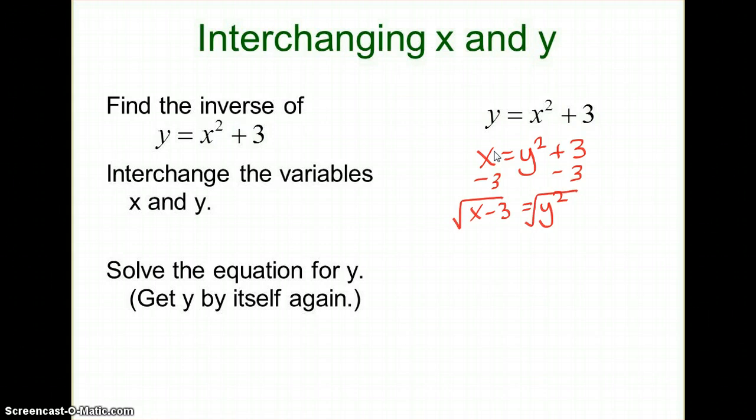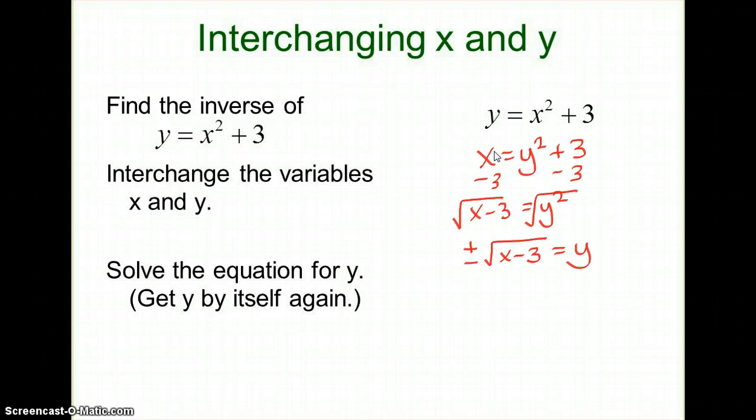Now remember, we did this back in an earlier chapter. Anytime you solve an equation by square rooting both sides of the equation, you have to remember to include the possibility of both a positive and a negative version of what you are square rooting. So we're going to say our function is plus or minus the square root of x minus 3.